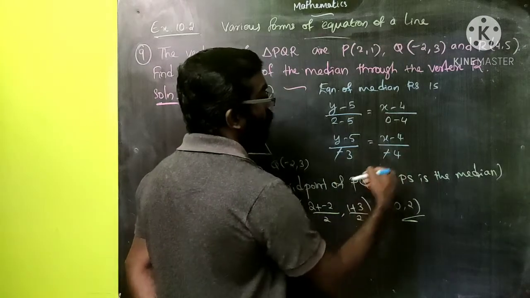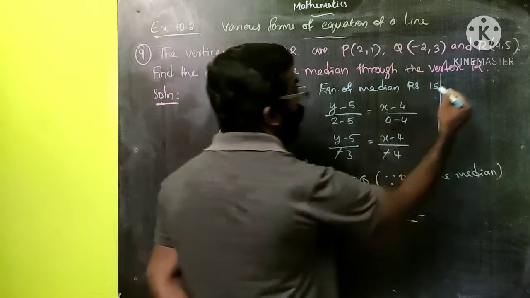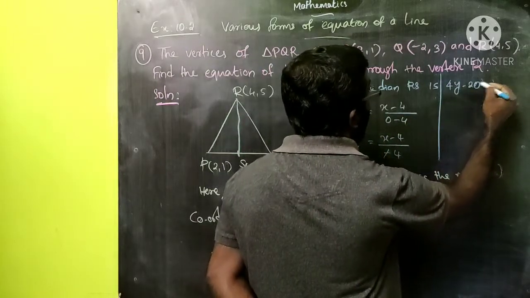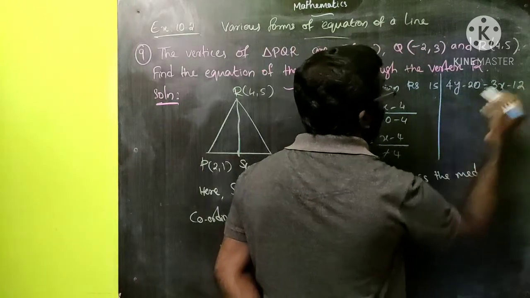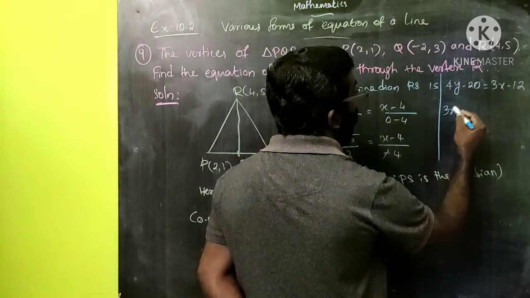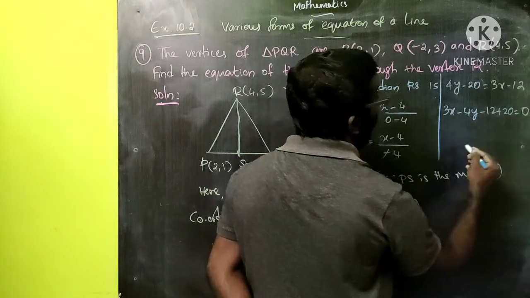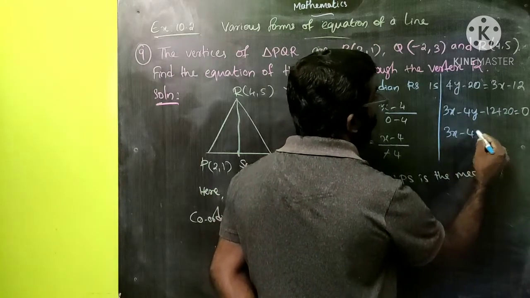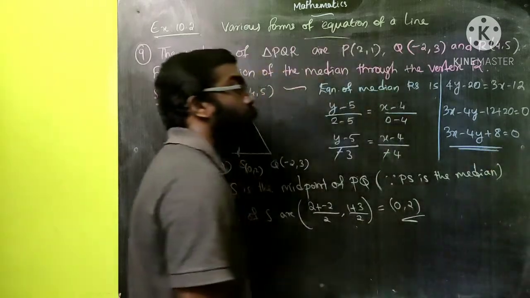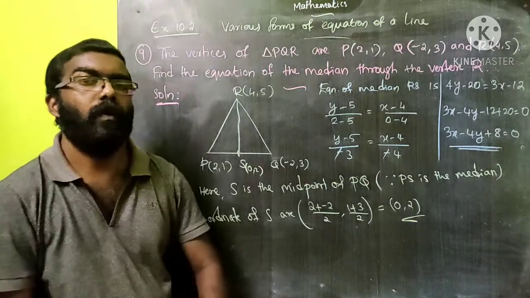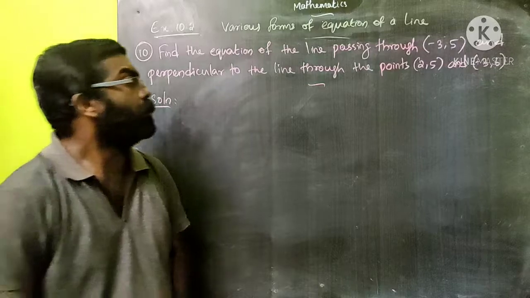This minus we can cancel and we can cross multiply. So what we get? 4y minus 20 is equal to 3x minus 12. Or we can write 3x minus 4y minus 12 plus 20 is equal to 0. That is 3x minus 4y plus 8 is equal to 0. This will be the equation of the median. Okay. Now we move on to question number 10.